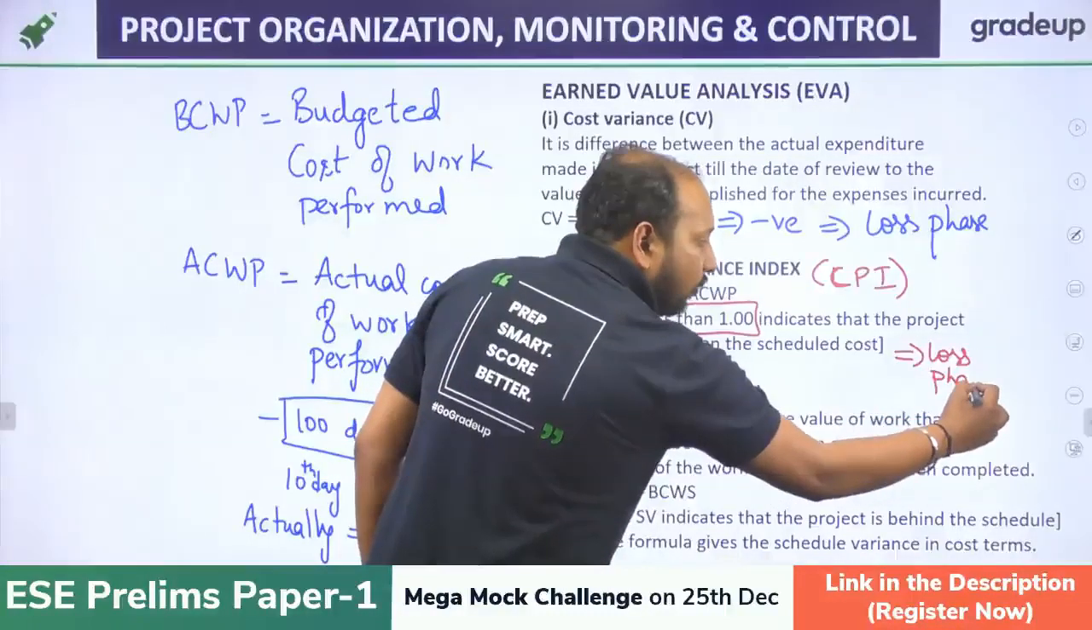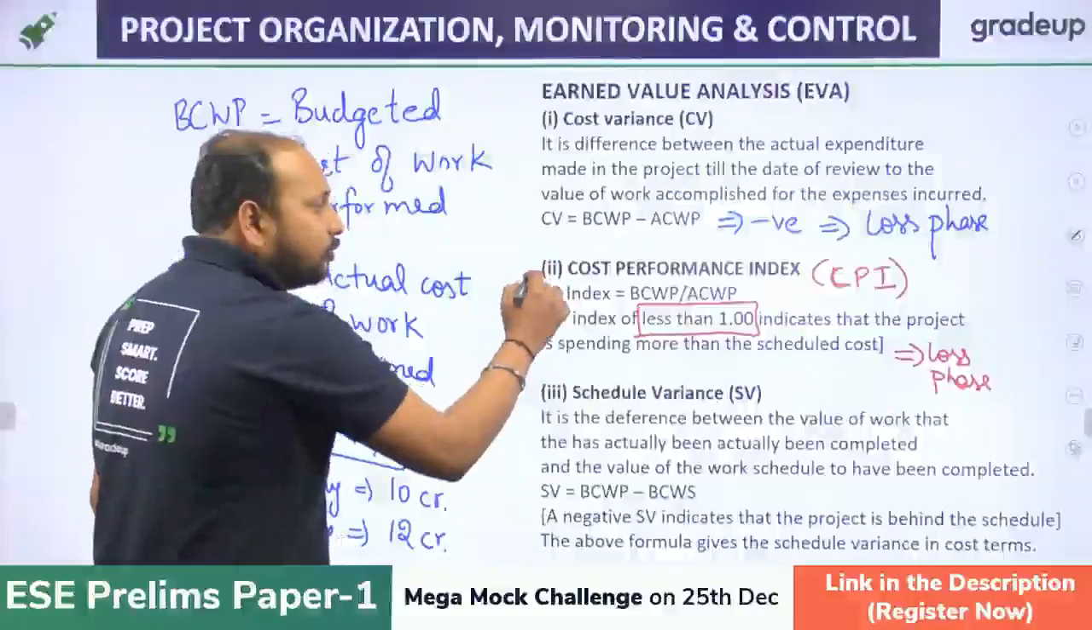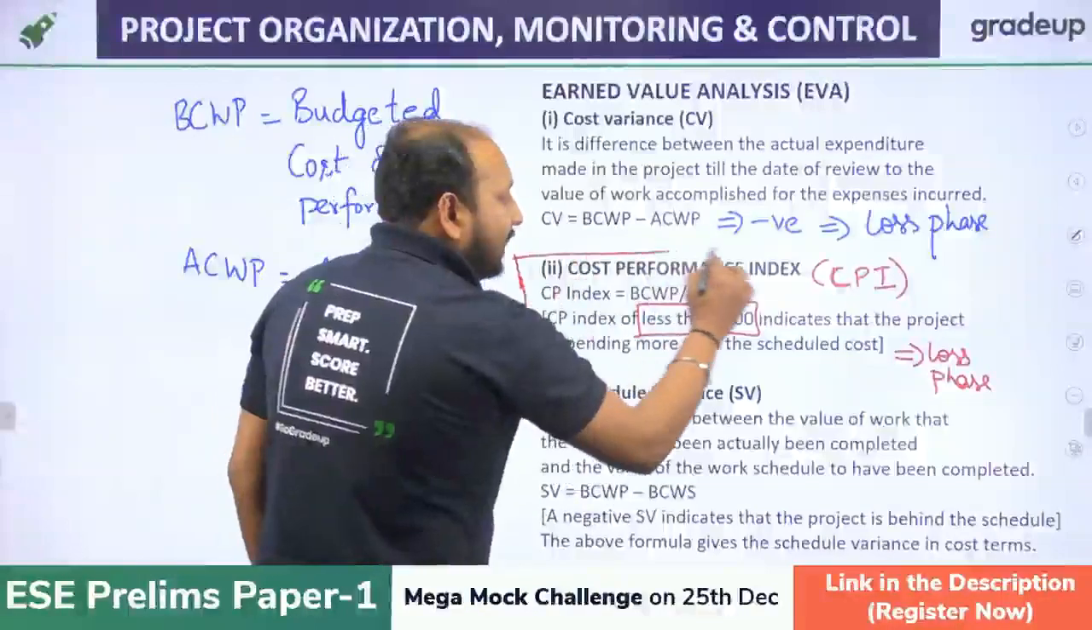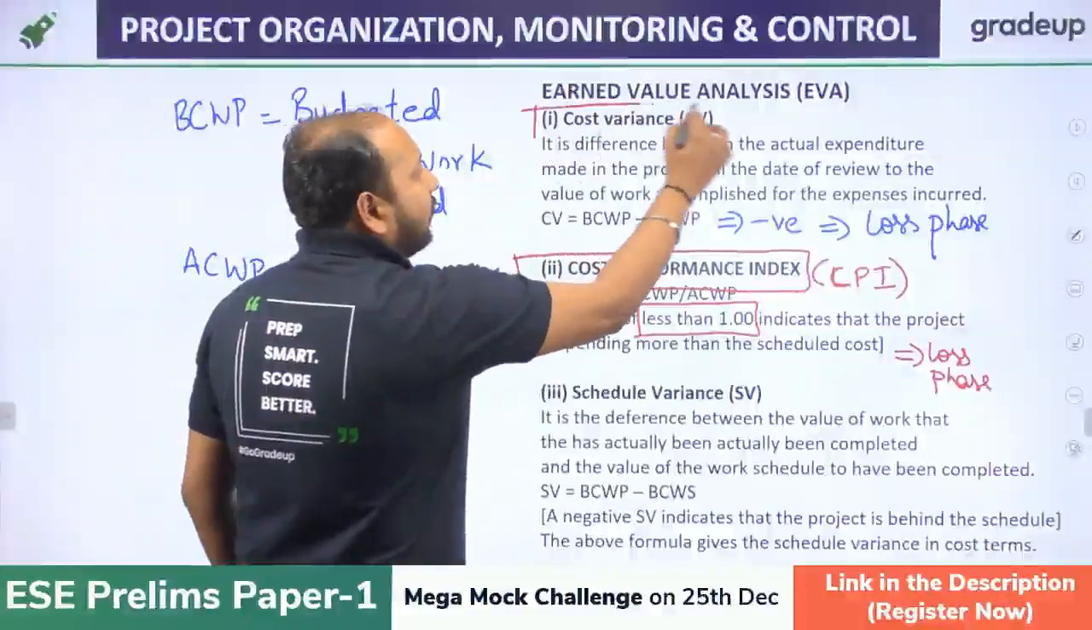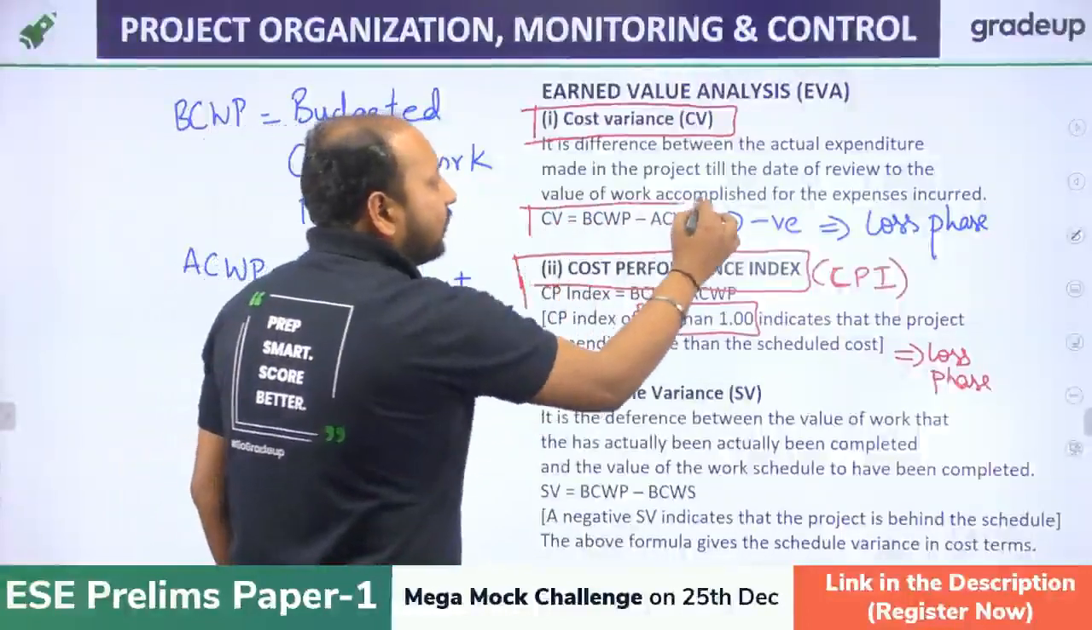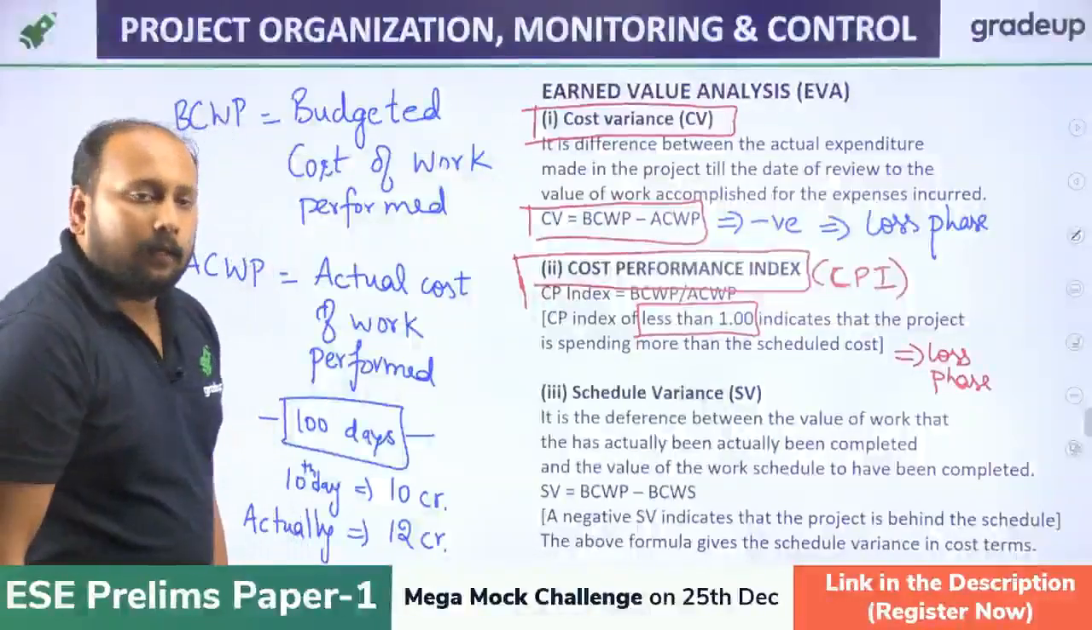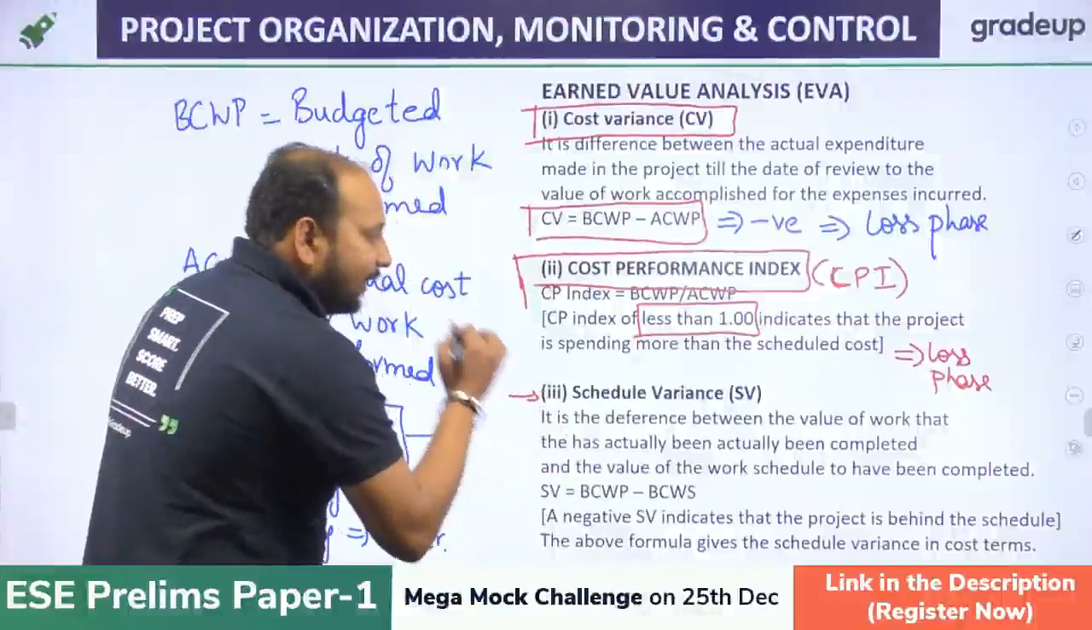So these are the different tools which you should know, at least the name. What is CPI? What is cost variance? Fine. And this is the formula for cost variance and CPI. Next is schedule variance.